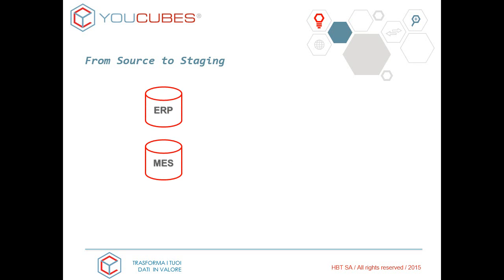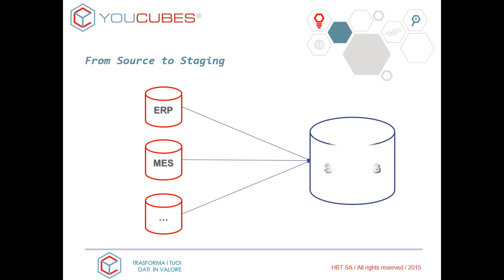The staging area is a physical space where data is imported and prepared for the control phase, which will then produce a certified data warehouse. The activity of checking and uploading data in the data warehouse are managed by specific YouCubes scripts, which are used when creating the refresh plan.